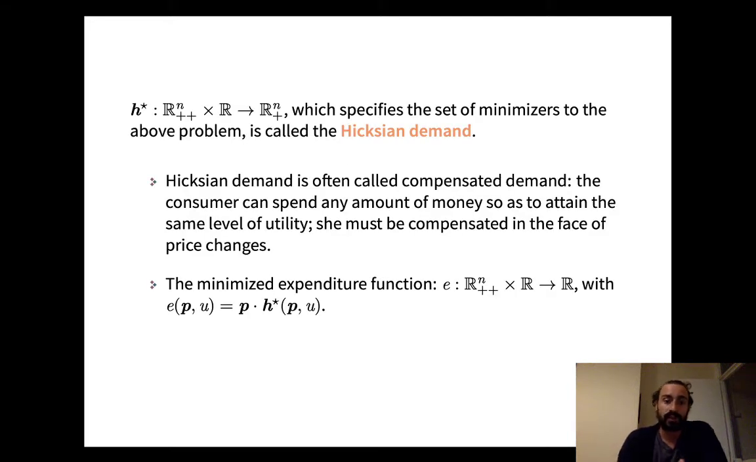The solution to this problem is going to be called H star. So H is named after an economist Hicks, so it's called the Hicksian demand. That's why it's H. And it specifies the set of minimizers. So H star plays the same role as X star did before. So X star, remember, was the set of Walrasian demands, the set of maximizers of the utility maximization problem. H star is the set of minimizers of the expenditure minimization problem.